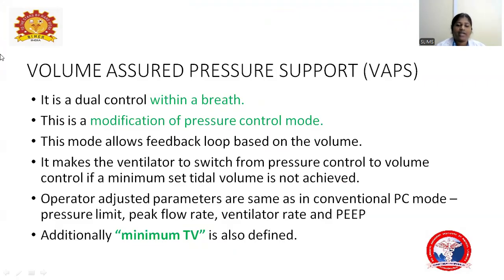This mode allows a feedback loop based on the volume. It makes the ventilator switch from the pressure control to the volume control if a minimal set tidal volume is not achieved. So it will provide ventilation based on the pressure control mode. But if the minimal set tidal volume is not delivered to the patient, then the ventilator automatically switches from the pressure control to the volume control.